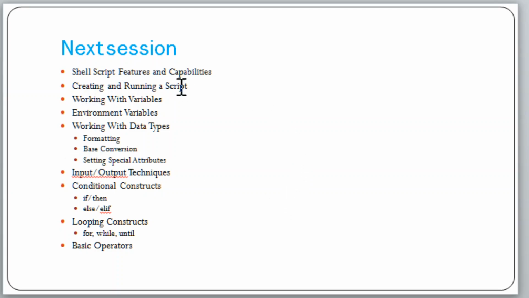We're going to go over shell script features and capabilities, creating and running a script, working with variables, environmental variables, working with data types such as formatting, base conversion, and setting special attributes, input and output techniques, conditional constructs such as if then and else if, looping constructs such as for, while, and until, as well as basic operators.